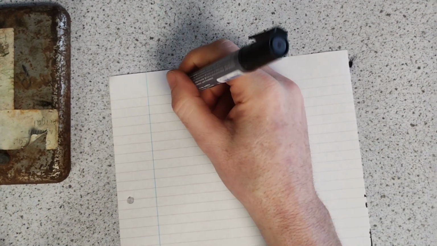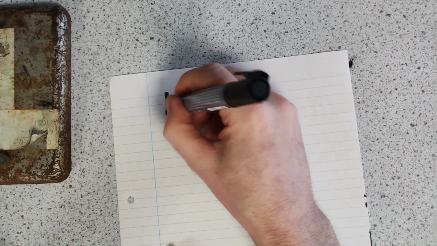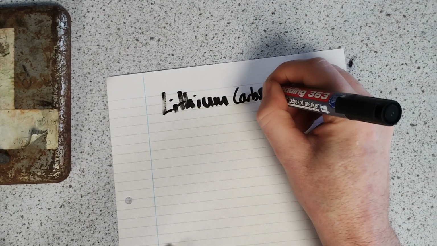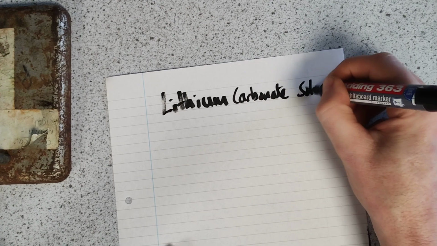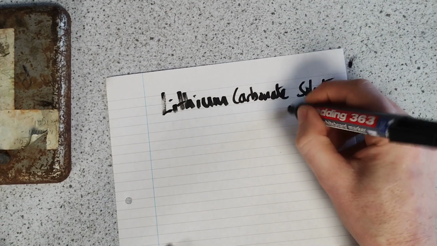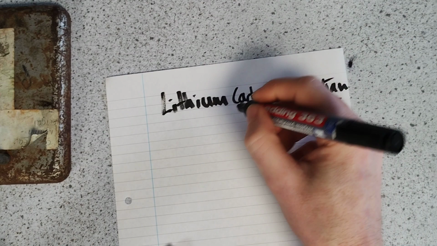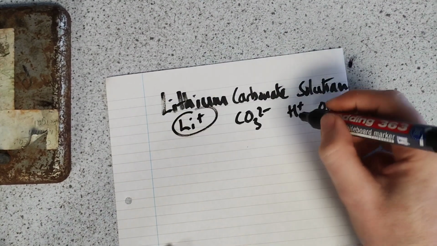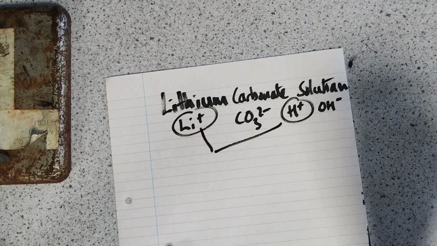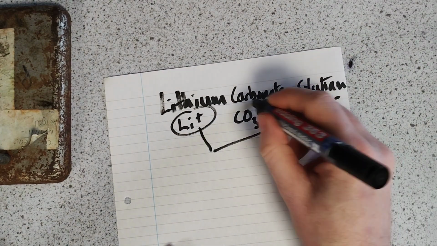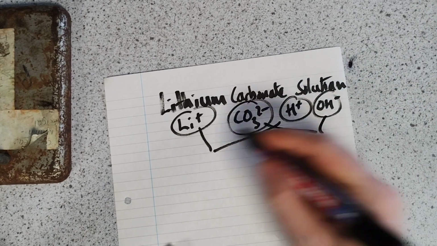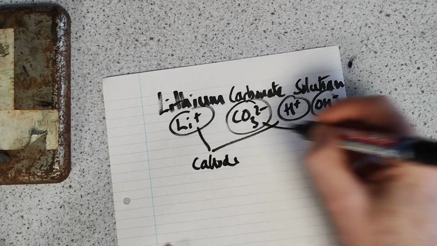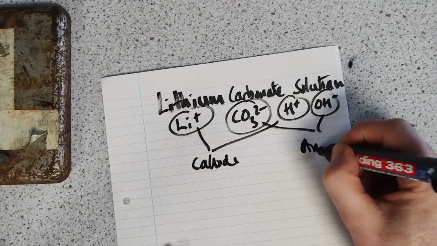Let's do another one. Let's go with lithium carbonate solution. Just making these up. Solution is H plus and OH- from the water. Carbonate is CO3 2-, lithium is Li plus. Li plus, H plus, down, down. All right, so CO3 2-, OH-, down, down. Lithium and H plus are positive, they're going to go to the negative cathode. These are going to go to the positive anode.